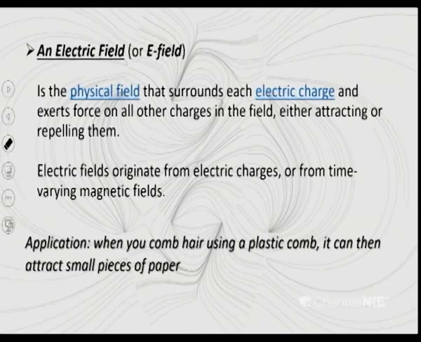Say you use a plastic comb, you comb your hair, and then if you bring the plastic comb close to small pieces of shredded paper, we know that the small pieces of paper attract to the comb. Or even if you bring the comb close to your hand, we feel that the hair rises on the hand because of the electrostatic field.